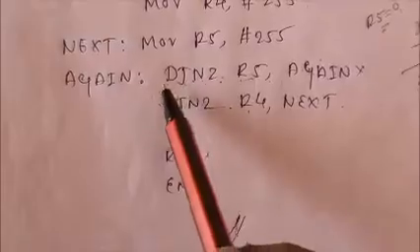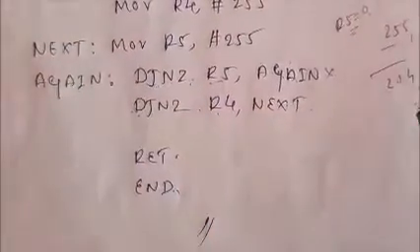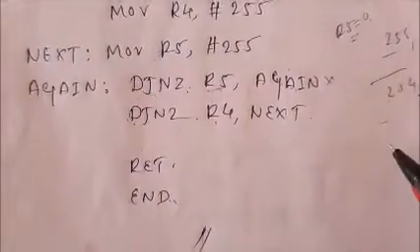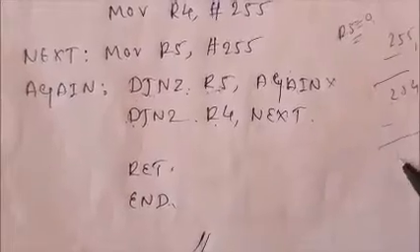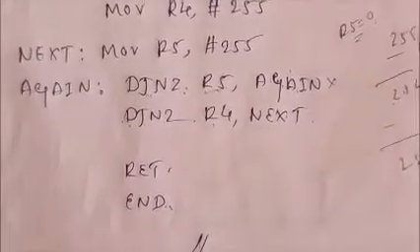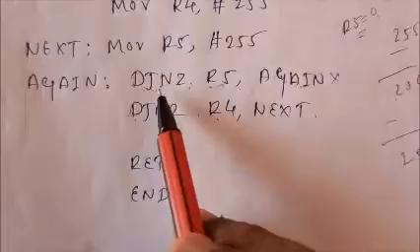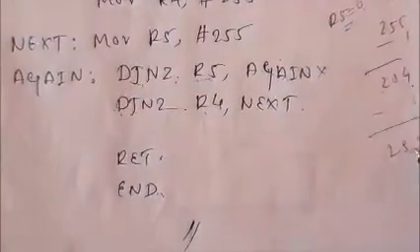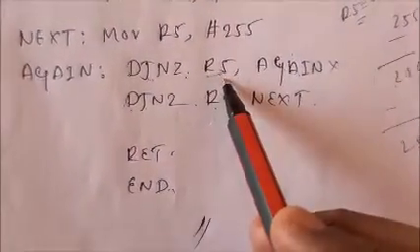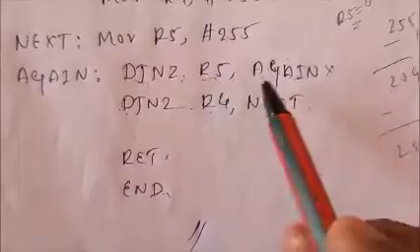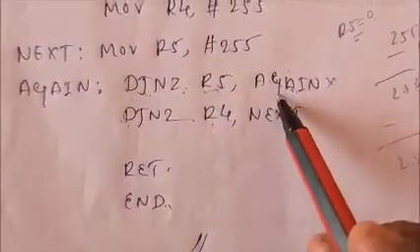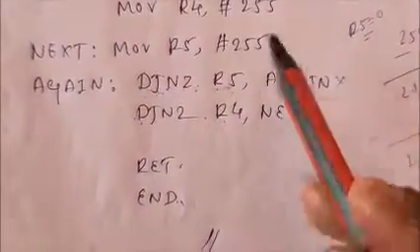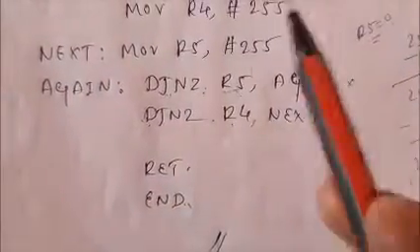Next, it will decrement again. The previous value is 254, so again minus 1. Decrement means minus 1. So this is 253. Again I need to make the jump when non-zero. This value is not equal to 0, so again this condition is true. So where should I jump? It depends on this label, so again it is here. Again it will repeat the same thing.